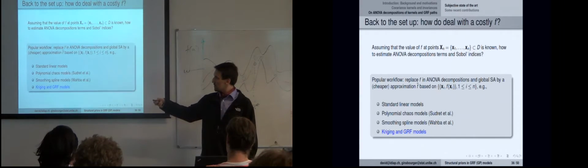So this includes these works here. Sudret has done that with polynomial chaos. Wahba has done that with smoothing splines. And here we are considering the case of kriging and GRF or GP models.